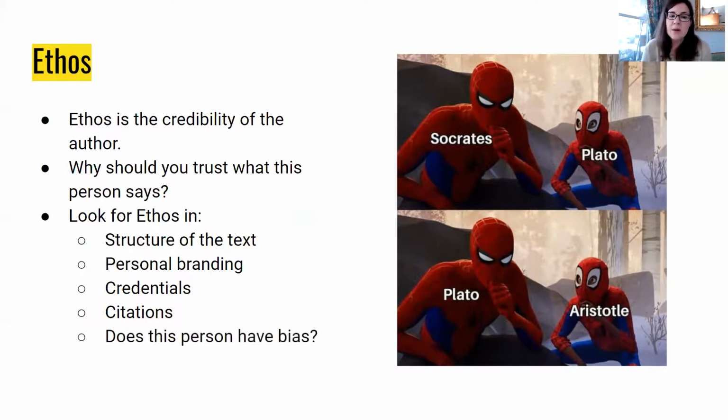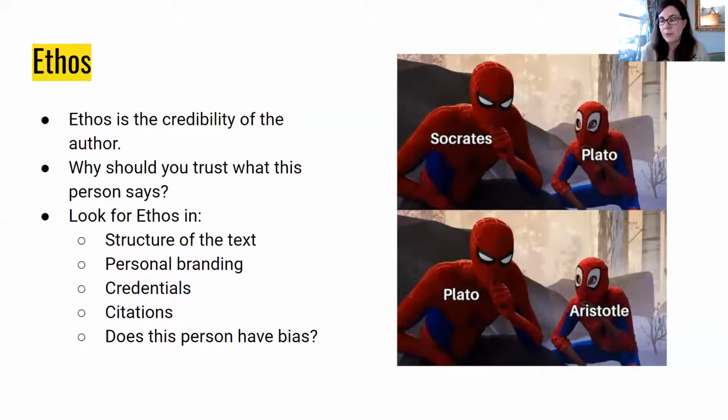And then think about, does this person have bias? Bias is kind of an interesting thing because everybody has some kind of bias, right? Bias is just an inclination towards one side or another. But it's important to understand if an author has certain kinds of bias.